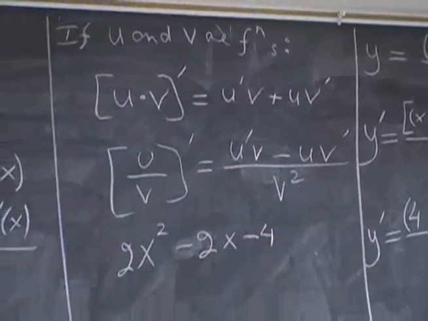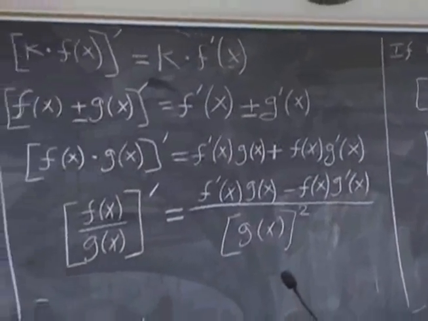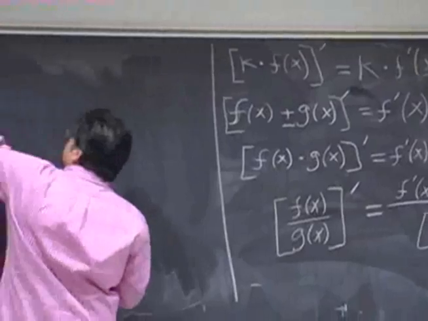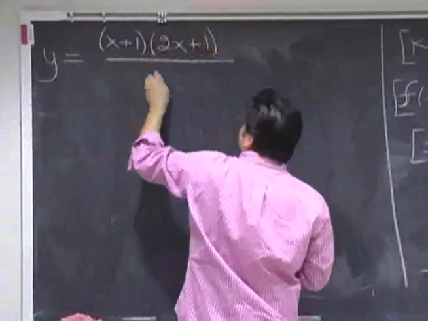Here's another example. Something similar. Say you have x plus 1 times 2x plus 1 over x squared.